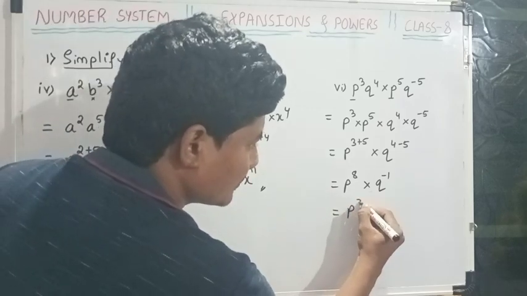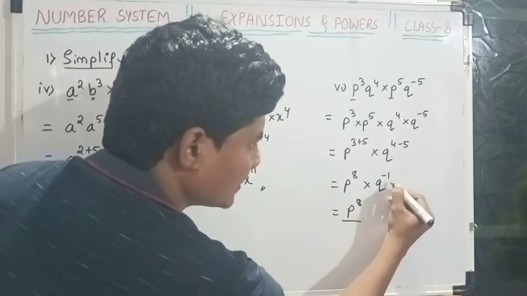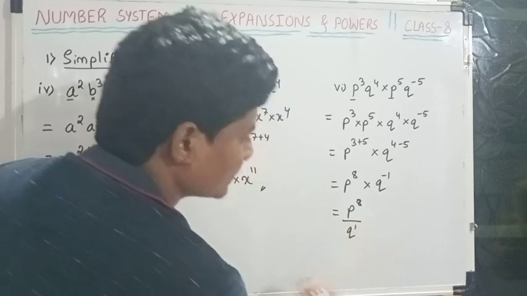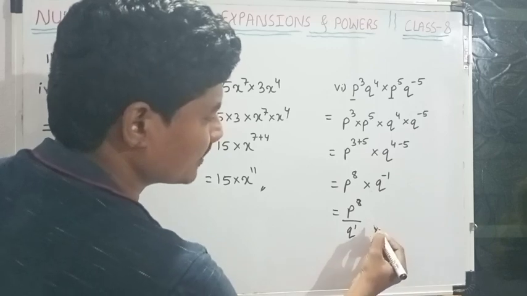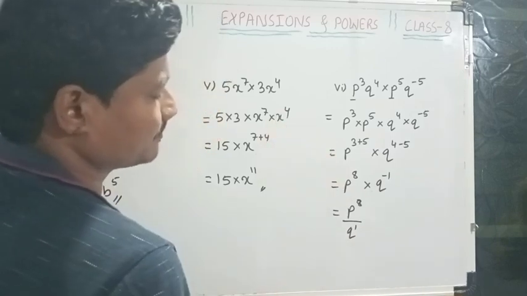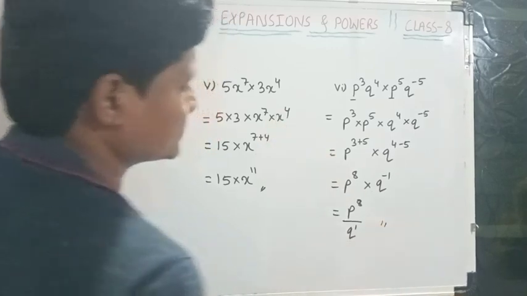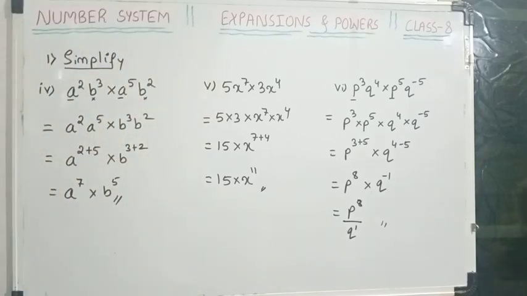This p to the power 8, I'll bring this q to the power minus 1 downside. What happens? q to the power 1. This is the required answer. When it goes down again, it becomes q to the power minus 1. Therefore, p to the power 8 divided by q to the power 1 is the required answer.